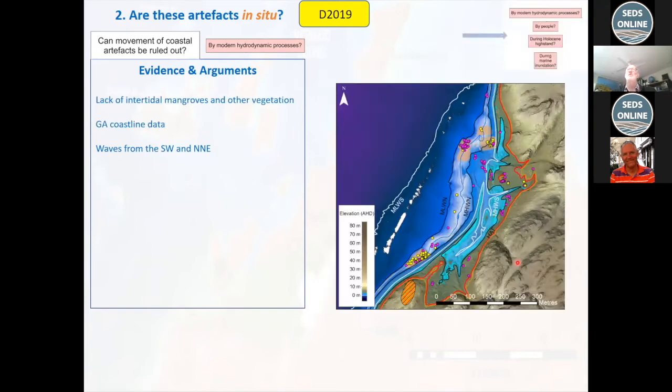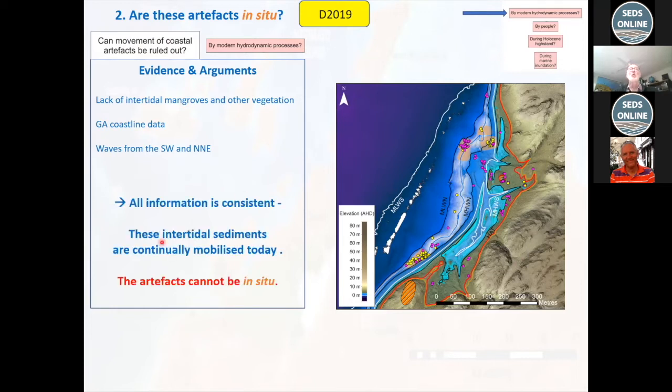So what that means is that we've looked at only question one. Can we rule out movement of coastal artifacts by modern hydrodynamic processes? Yeah, I think we can. All the information is consistent. These intertidal sediments are continually mobilized today. The artifacts here cannot be in situ.